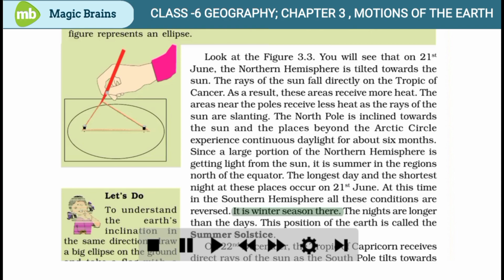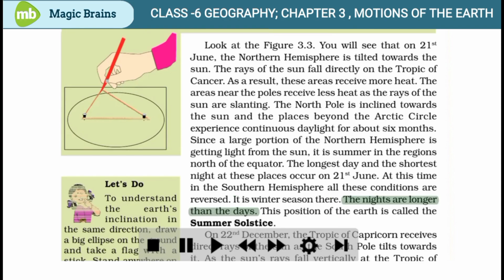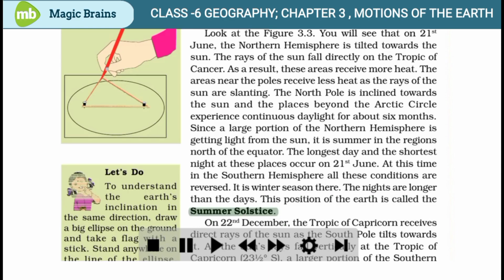It is winter season there. The nights are longer than the days. This position of the Earth is called the summer solstice.